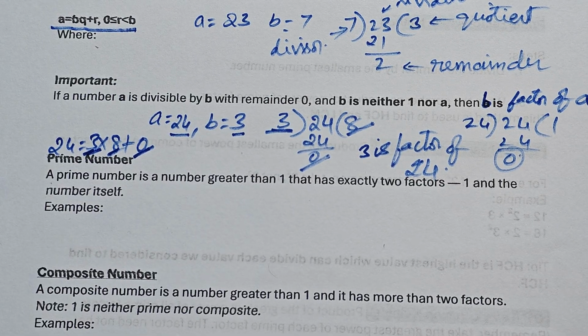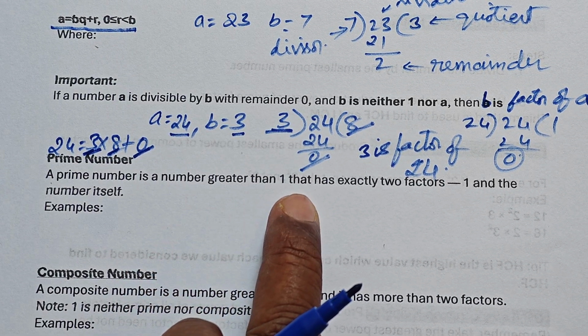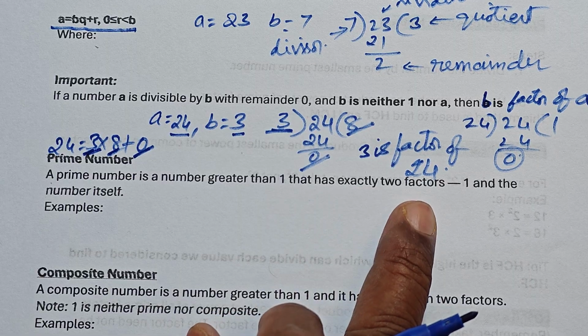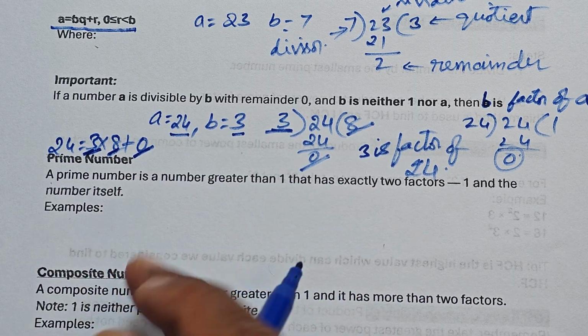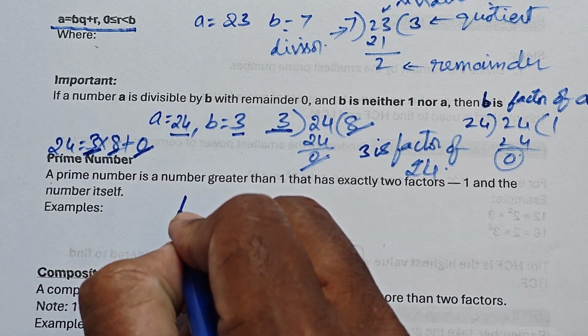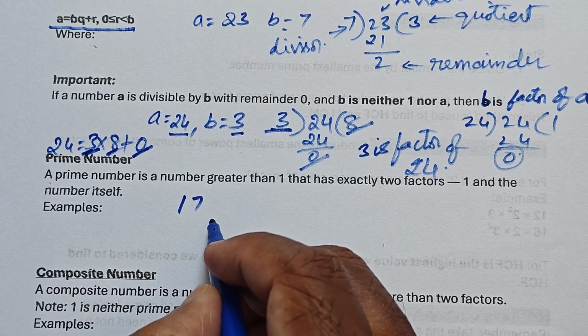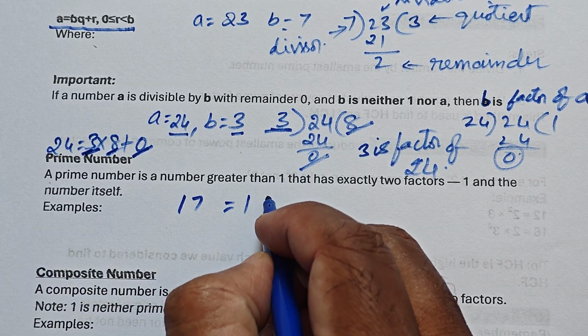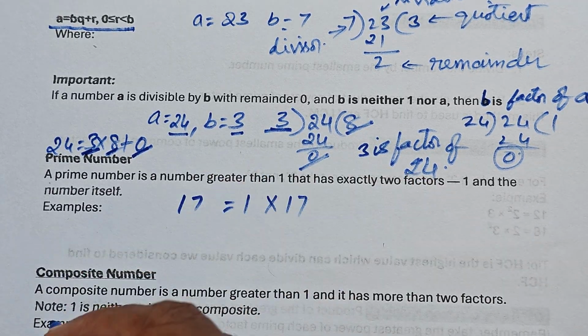Next, what is a prime number? A prime number is a number greater than 1 that has exactly two factors, 1 and the number itself. Let us say I took a value called 17. Does it have any factor? Yes, I can write it as only 1 into 17 or 17 into 1.